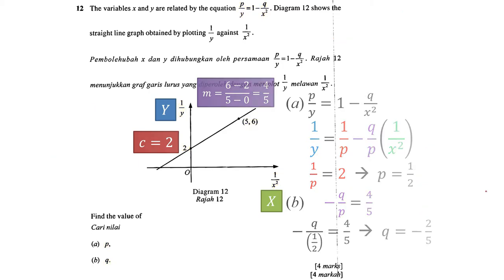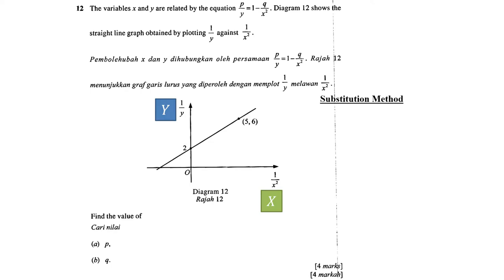Okay, now let me show you the substitution method. We need the linear form. 1 over y equals 1 over p minus q over p bracket 1 over x squared. The 1 over y and the 1 over x squared we change to big Y and big X like this. We mainly focus on the big Y and big X, 5 and 6. So another coordinate we can refer here is 0 and 2.